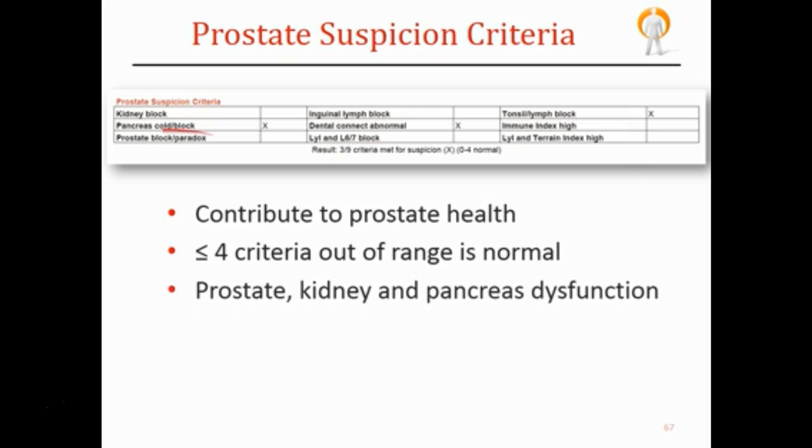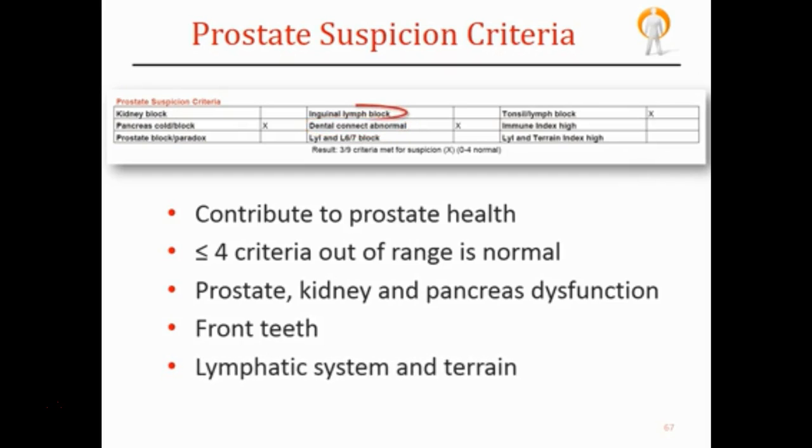The criteria for prostate include the regulation behavior of the prostate itself, the kidneys, and the pancreas. In traditional Chinese medicine, the kidneys control the prostate, and the pancreas points are on the kidney meridian. The front teeth are included because they're connected through the kidney meridian as well. And the functioning health of the lymphatic system, including the inguinal nodes, combined with the terrain, also influence the prostate.